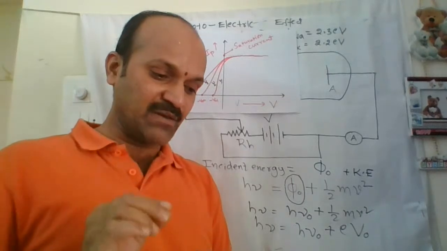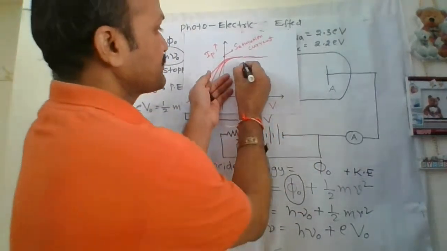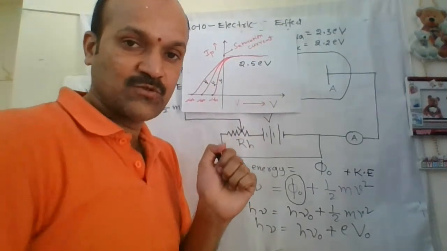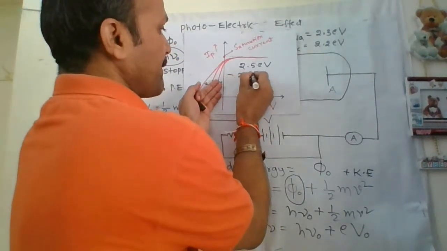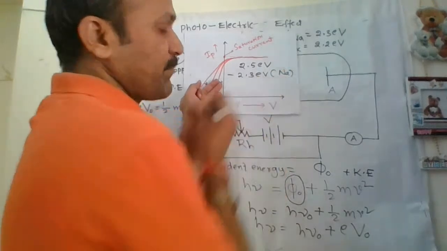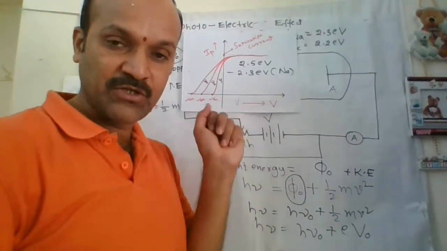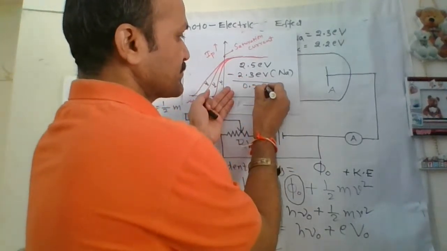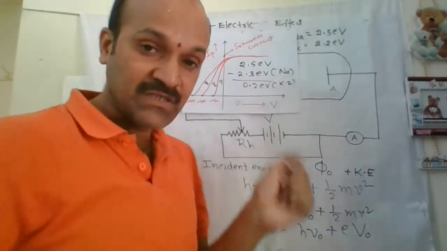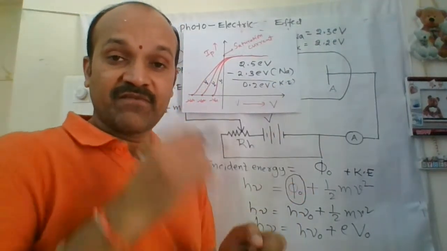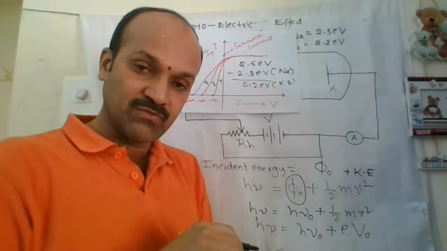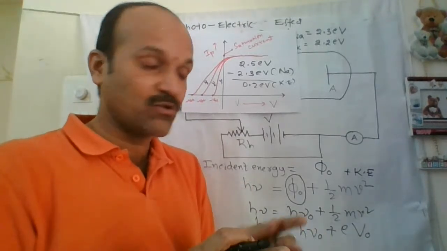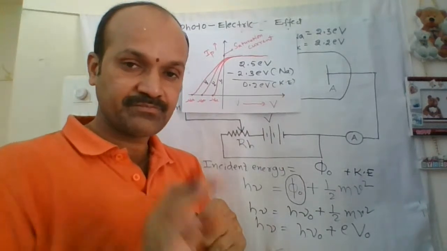Say we applied, for example, incident radiation of 2.5 electron volts. Because we have taken sodium, it has a work function of 2.3. So what is the remaining energy? 0.2 electron volts. With this remaining energy, electrons move with some velocities, that is the kinetic energy of the electron. Now what is the kinetic energy of the electron? 0.2 electron volts.